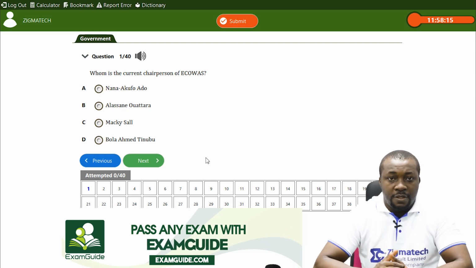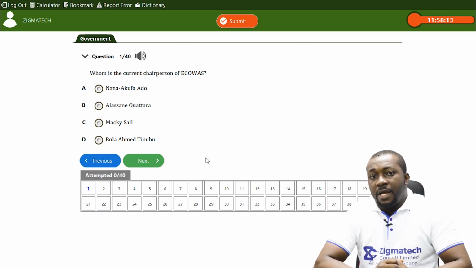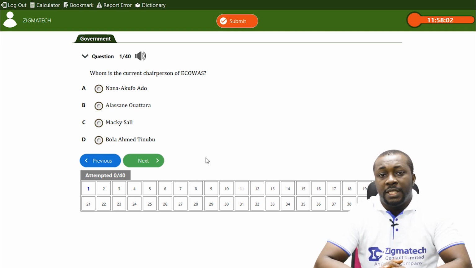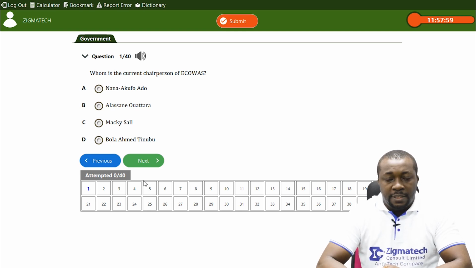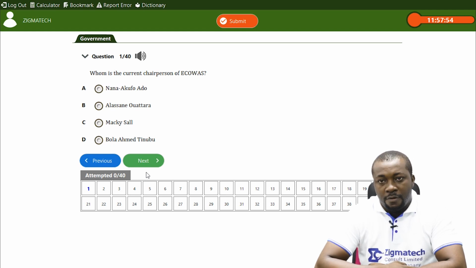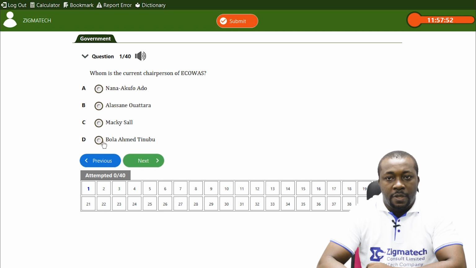It's a direct question. Now, the current chairperson at the 63rd session of the Authority of Heads of State and Government meeting that was held in July 2023 elected President Bola Ahmed Tinubu as the chairperson of ECOWAS. So the answer is option D. Bola Ahmed Tinubu is not any other person here. It's Bola Ahmed Tinubu that was elected as the chairperson of ECOWAS. That is option D.